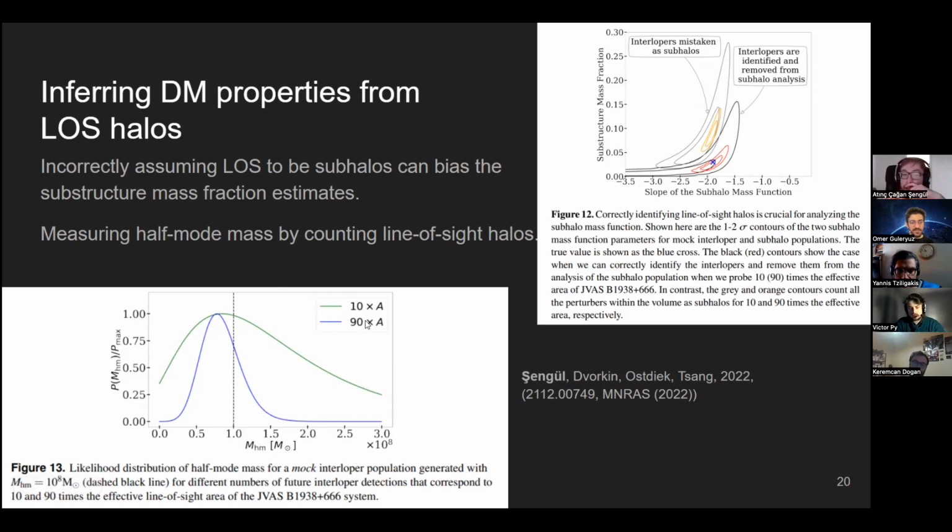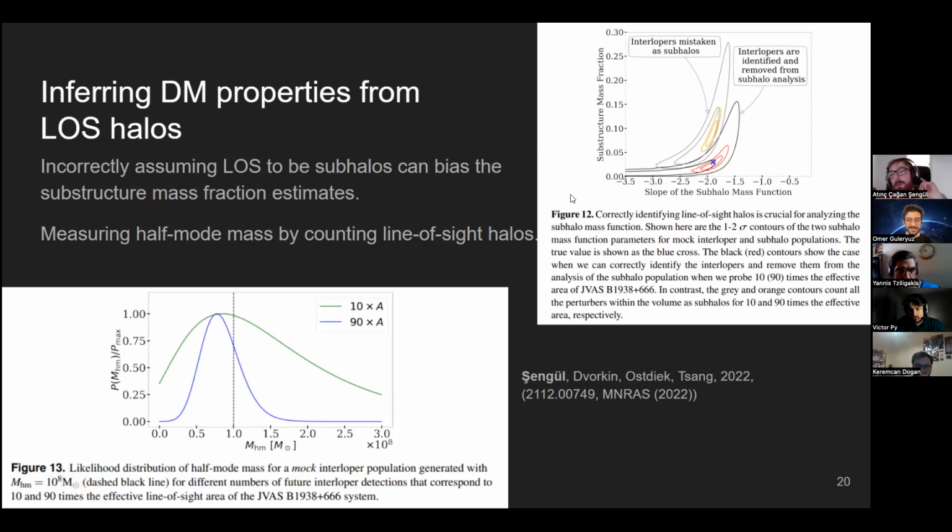But once you start getting to 100 or so detections of these objects, you start being able to rule out 0. And ruling out 0 in the half-mode mass means you ruled out cold dark matter, because cold dark matter has 0 half-mode mass. It goes all the way to arbitrarily small masses and forms structures. So yeah, that's the goal. Once you start having 100 or so detections, we will be able to make really robust conclusions. And that's in the very near future, in the next couple of years, actually.